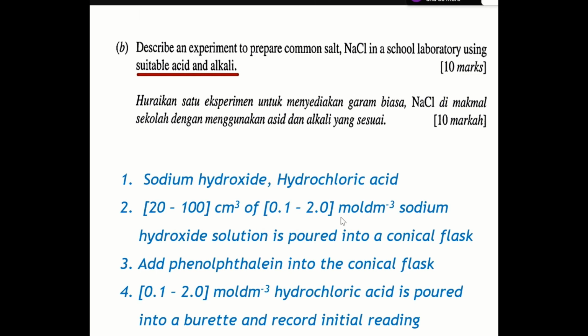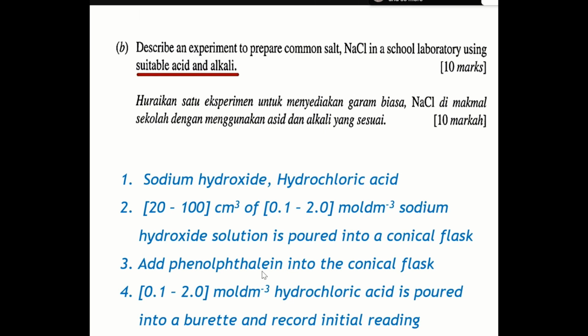So let's say we want to fix one figure: 20 cm³ of 1 molar sodium hydroxide solution is poured into a conical flask. After that, we add phenolphthalein into the conical flask. So choose a suitable acid-base indicator. The problem here is the spelling of phenolphthalein. The spelling must be correct.